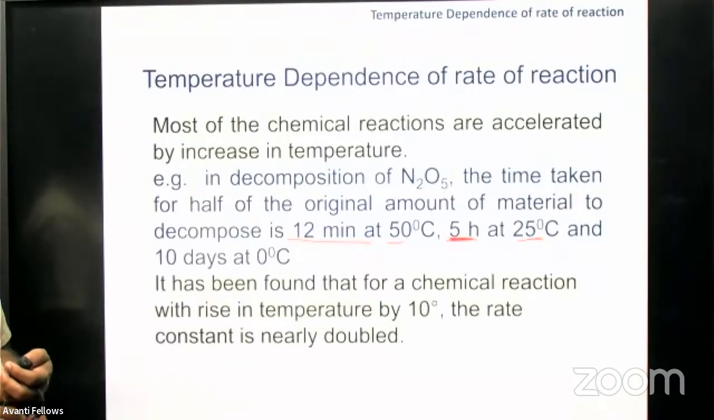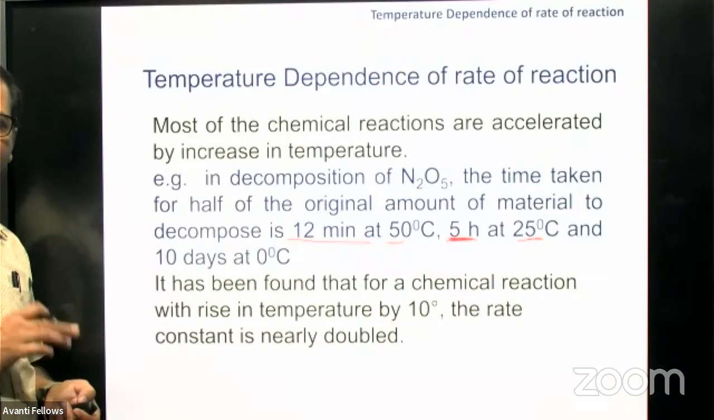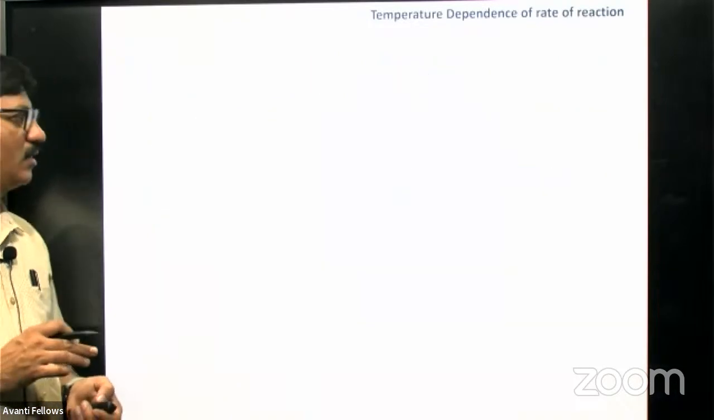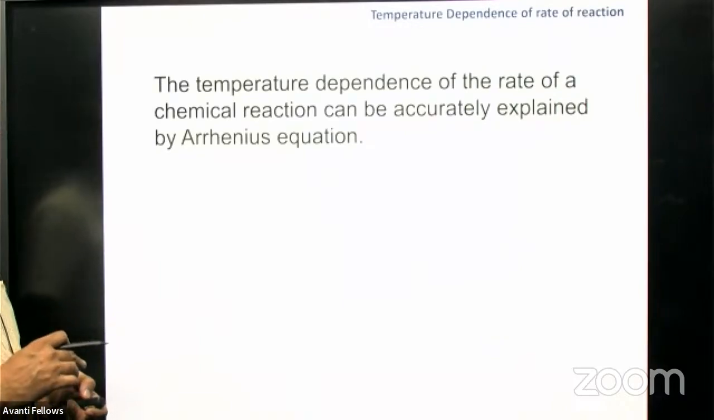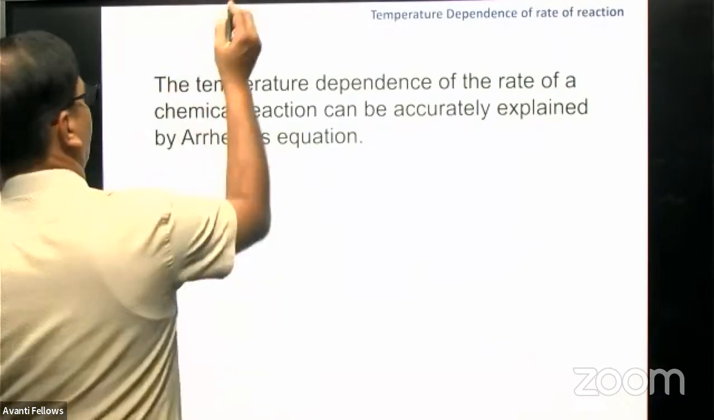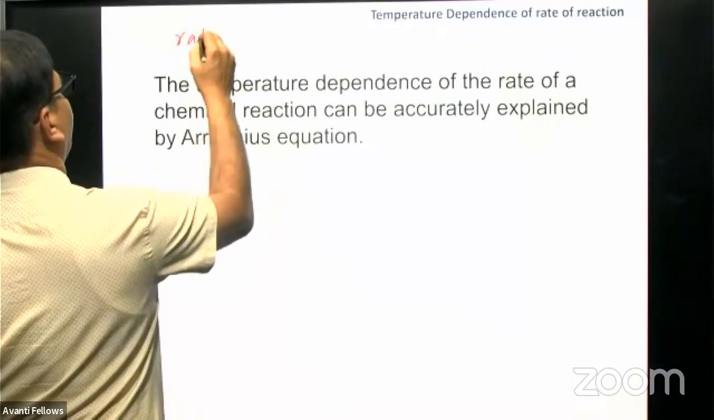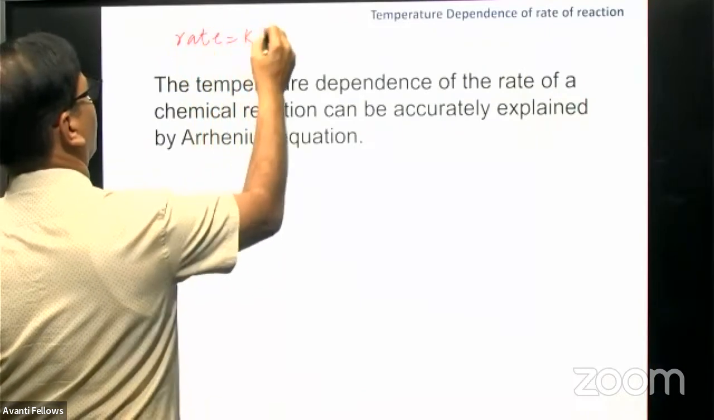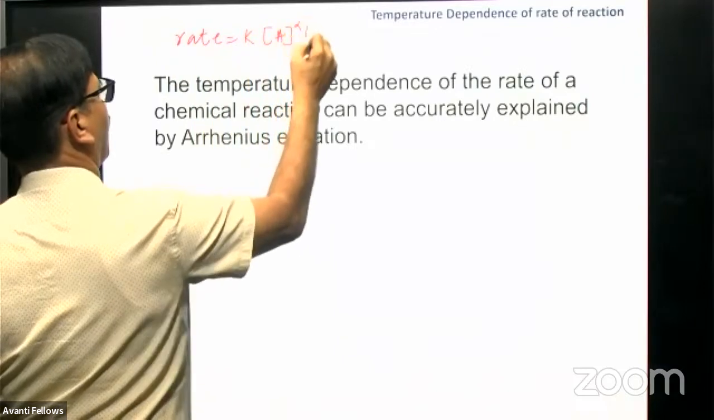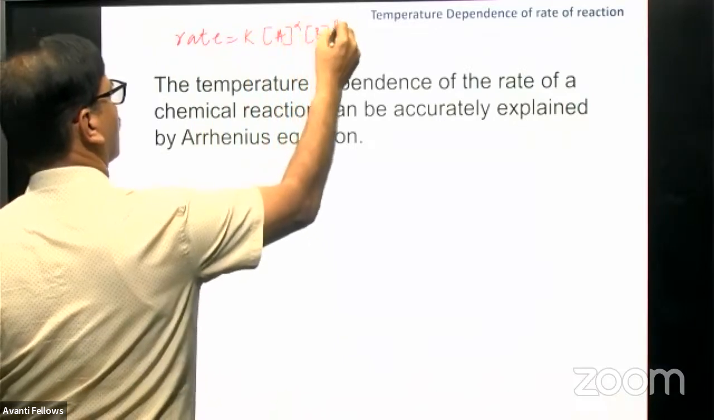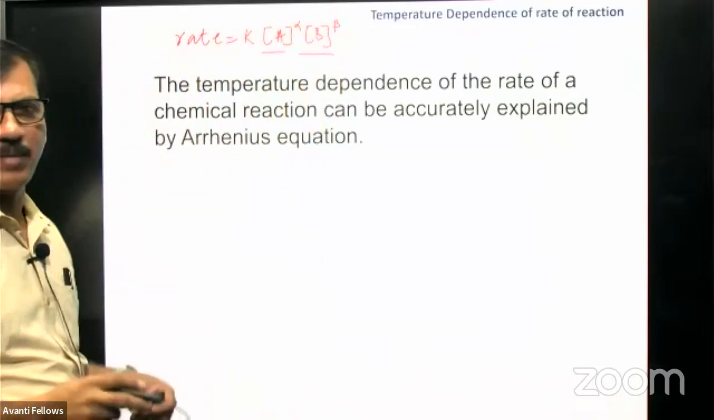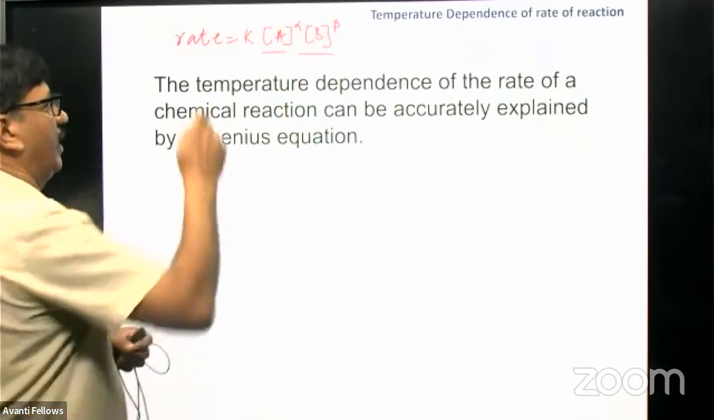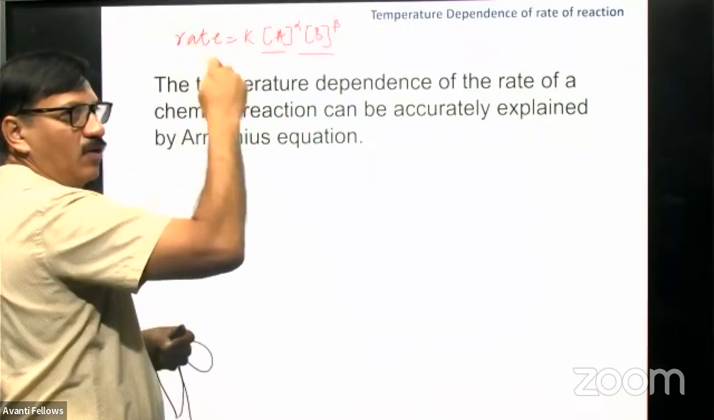It has been found that for a chemical reaction, with a rise of temperature by 10 degrees Celsius, the rate constant K value is doubled. The temperature dependence of a chemical reaction can be accurately explained by the Arrhenius equation. Remember, we have the rate law expression: rate = K into A to the power alpha and B to the power beta. The effect of change of concentration on the rate can be determined by the rate law expression, where K is constant for a particular temperature.